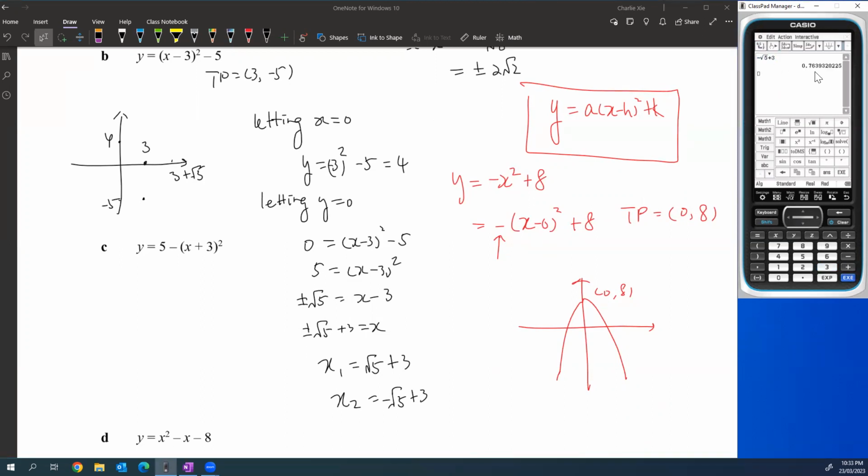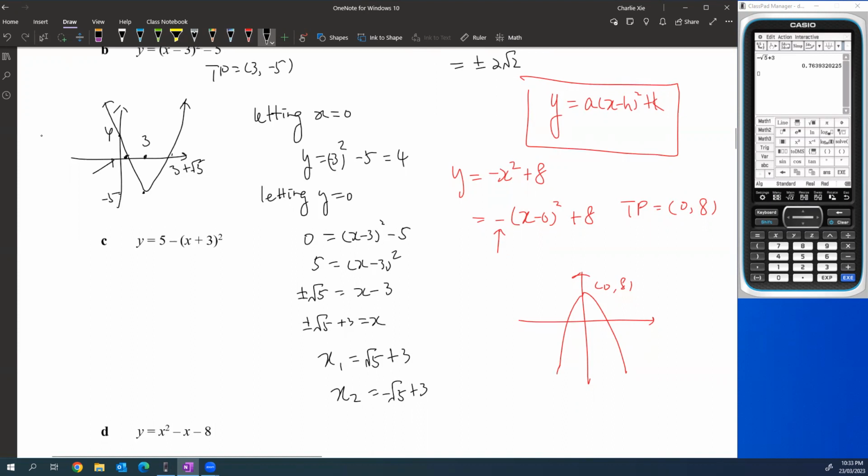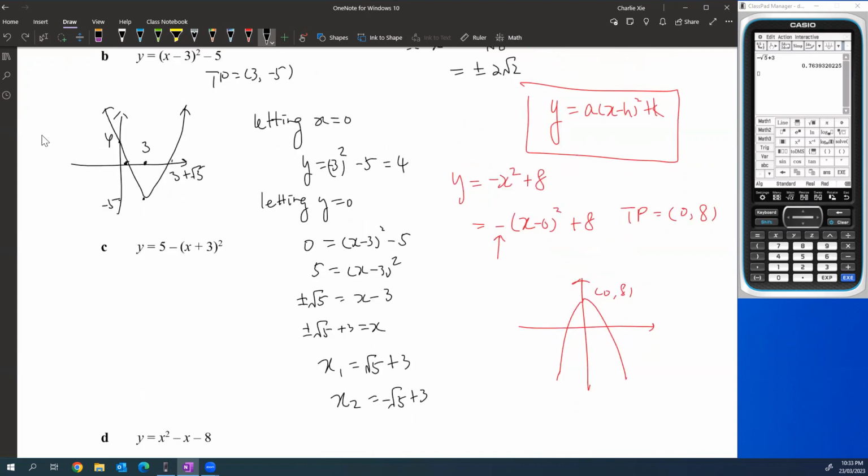Making it a decimal, as you can see, it's a positive number. So somewhere here. Okay, all right, and then you connect them using a smooth curve. Here you go, you've got your parabola. Of course, you need to label it from here. Negative 5 plus negative root 5 plus 3.